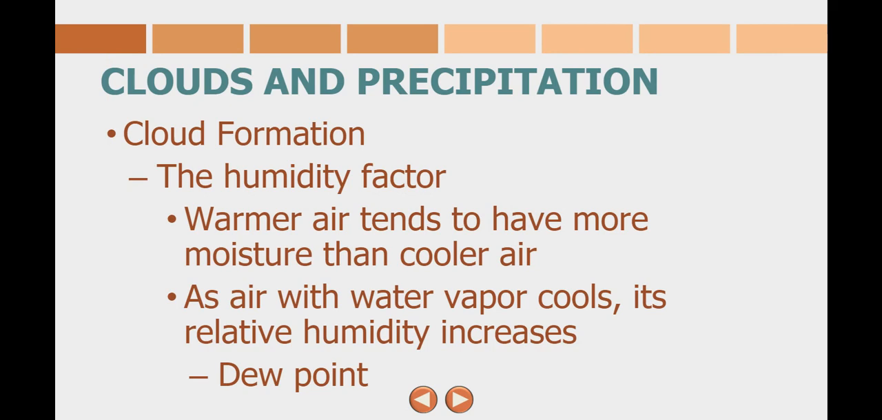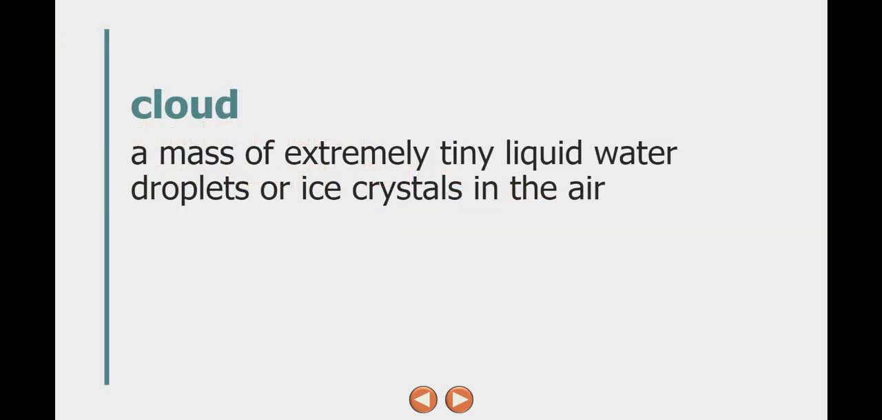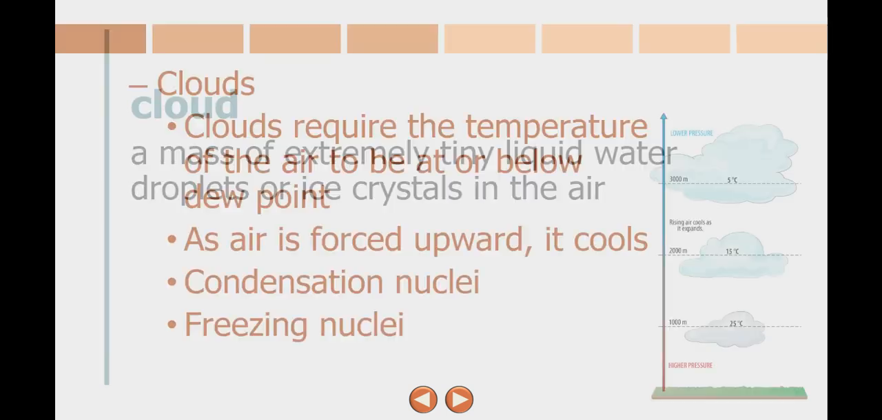And if you remember relative humidity, that's where those air molecules are holding all of the water that they possibly can before they have to get rid of some of it. So that's where we're at the dew point, okay? So if that air continues to cool, then we're going to have a cloud that forms, which we'll talk about here in a second. Okay, a cloud is a mass of extremely tiny liquid water droplets or ice crystals in the air. So there's this area that has a lot of liquid water or ice in it.